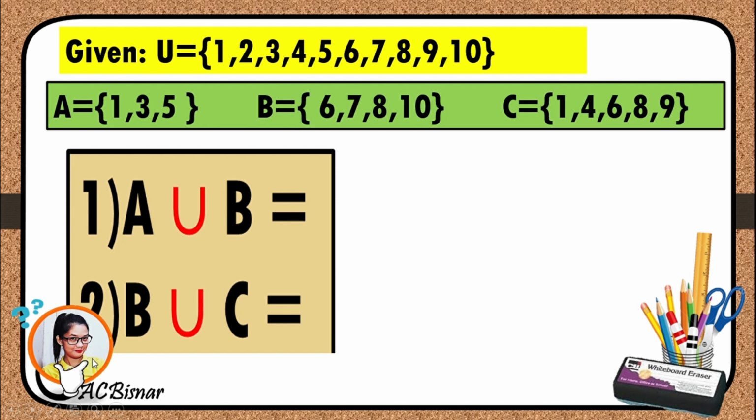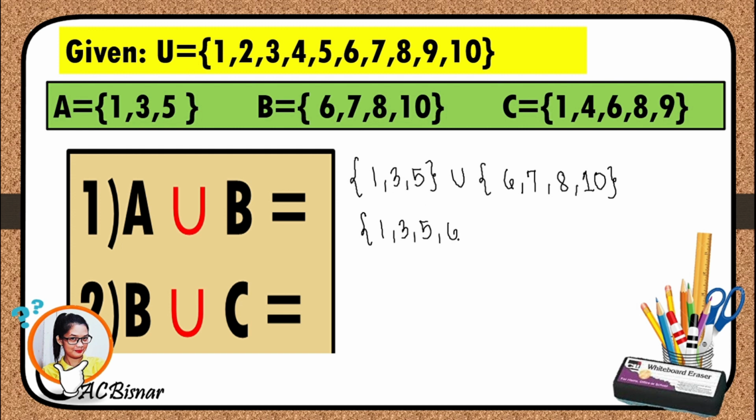Now, to get the union of a given set, just simply combine the elements. For example, in number 1, find the union of A and B. So let us write our solution. The elements in A are 1, 3, and 5. Now, what are the elements in B? We have 6, 7, 8, and 10. So, as you observe, you're just going to combine the elements. And therefore, our answer will be 1, 3, 5, 6, 7, 8, and 10.